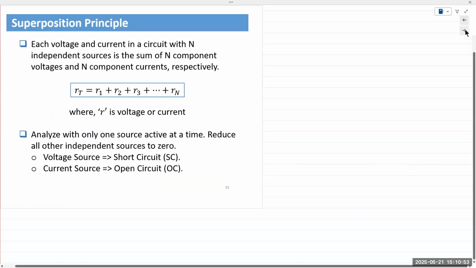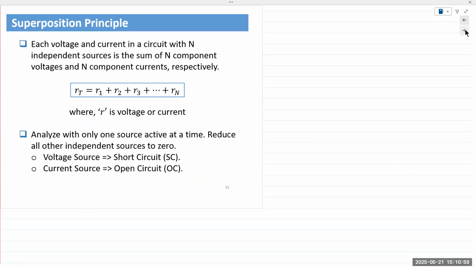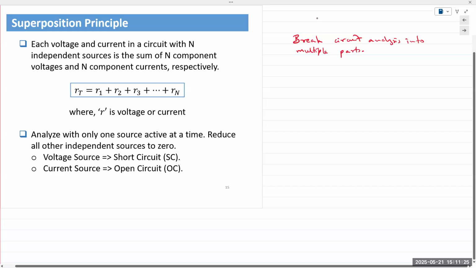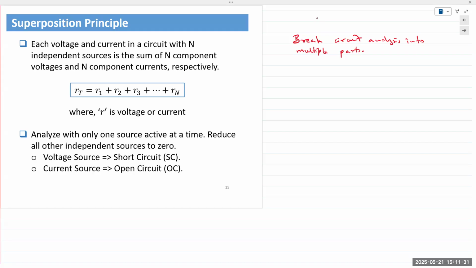we have a technique known as superposition principle. Well, superposition principle is basically allowing us to break up our circuit or circuit analysis into multiple pieces. So superposition is a technique where we analyze a circuit by simplifying it into multiple pieces, sort of like individual modules.